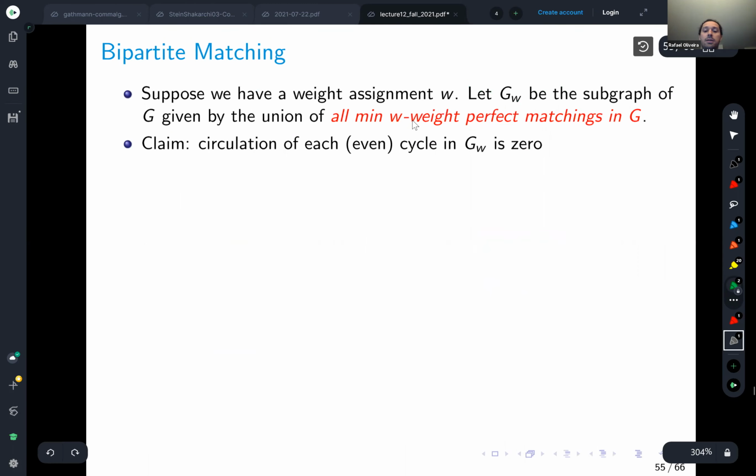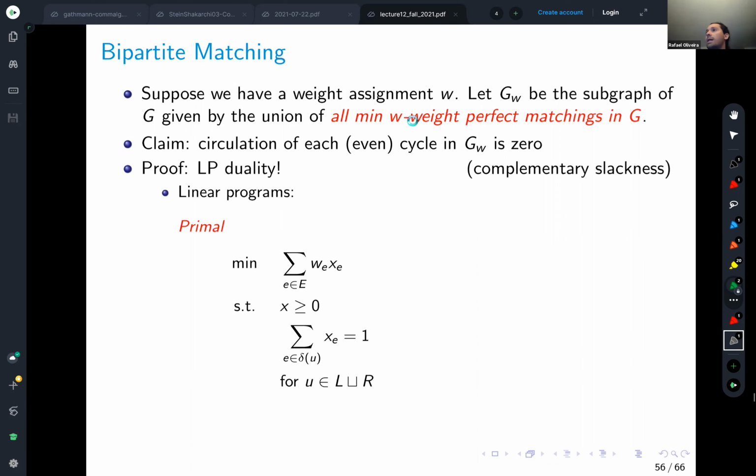Now, here's the thing. The claim is that the circulation of each even cycle of this new graph is 0. Okay, and how do we prove this? The way to prove this is the following: LP duality. We're going to use complementary slackness.